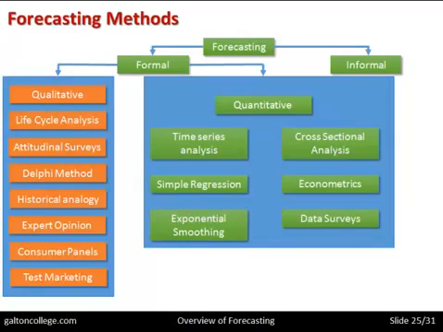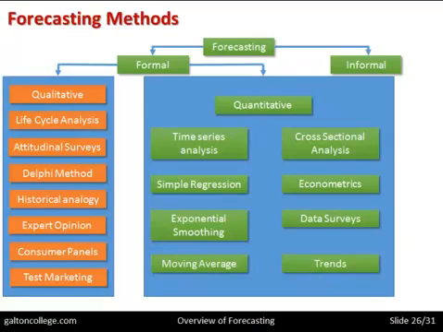We could have exponential smoothing. Instead of having regression, we could just look at the data and try to work out what the trend is and use some exponential smoothing. With cross-sectional, we might have something to do with data surveys and collecting data and trying to do some analysis on the data.